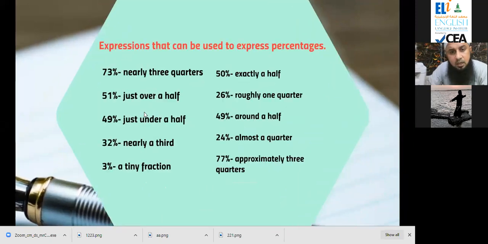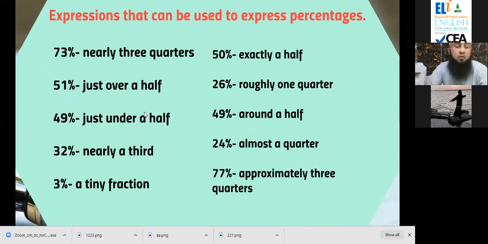After that, we have the percentage expressions that can be used to express percentages. These are some expressions you use for percentages, like 73%. You say nearly 3/4. 1/4 is 25. 73 is nearly 3/4. 51 is just over a half. And 49 is just under a half. Nearly a third. A tiny fraction, very little, 2%, 1%, tiny fraction. Exactly half, roughly 1/4, around half, almost a quarter.